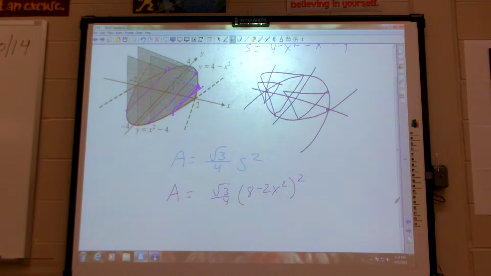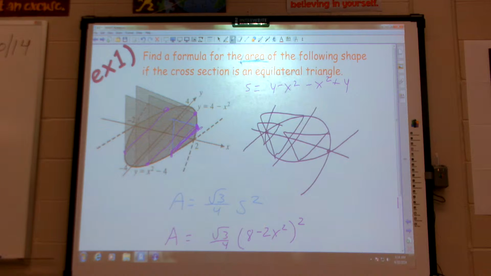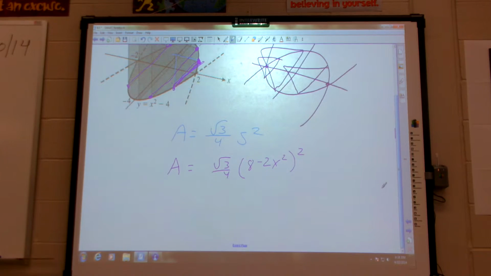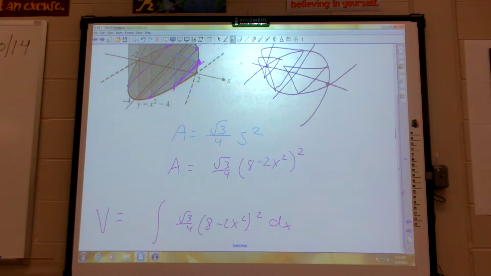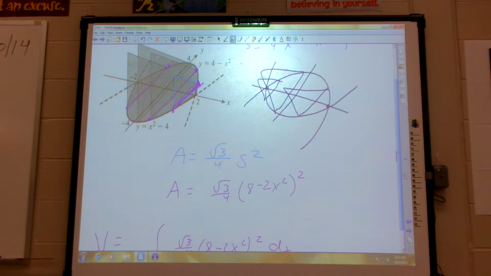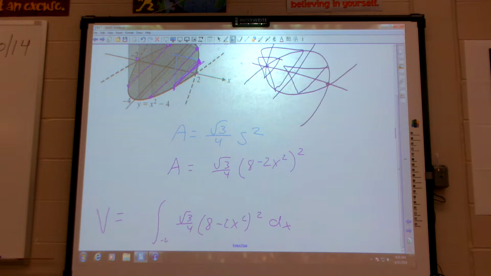Now, in this problem, that's all they asked for. They just wanted you to get practice on finding an area formula. However, if I were to find the volume, it would just be the integral of this. And here's my question, what would my bounds be? In our case, negative 2 to 2, you're still looking at that x-axis. You would agree with that?